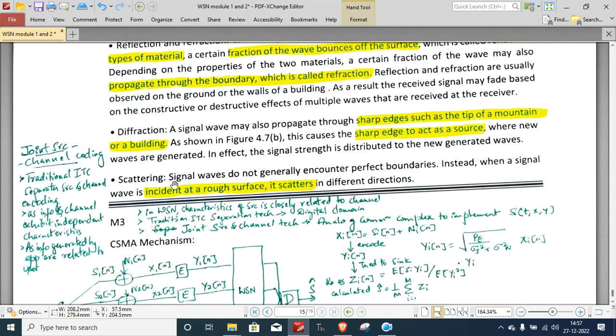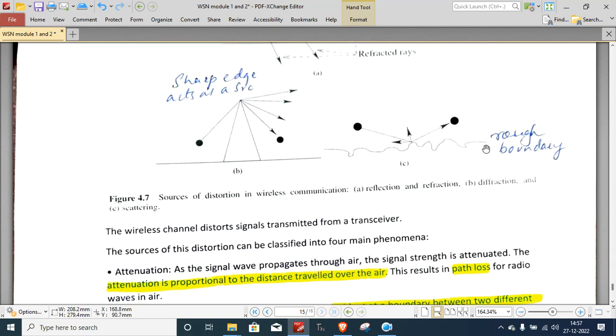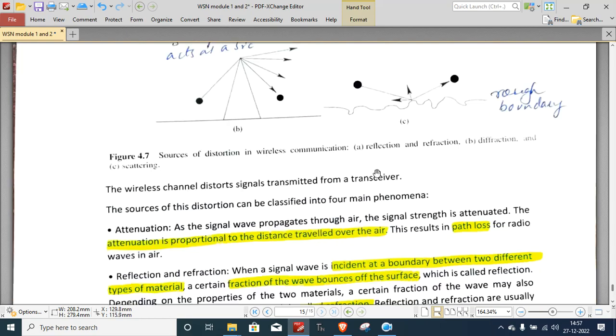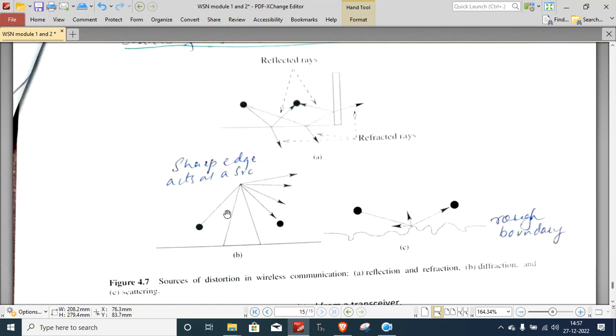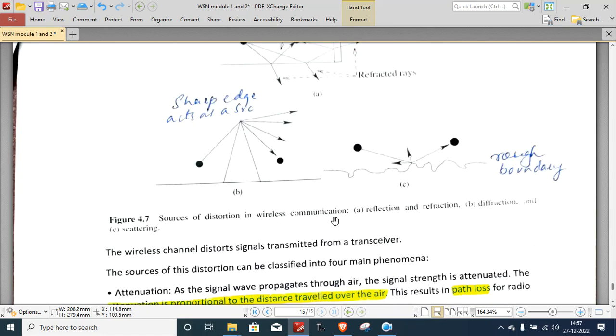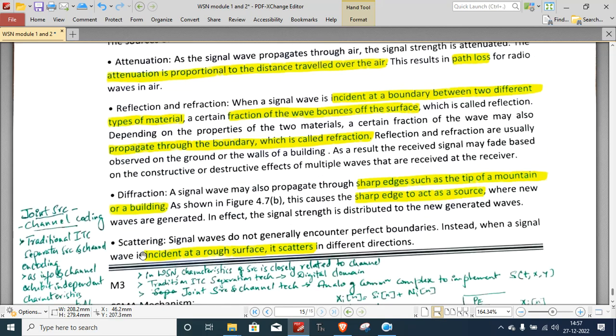And finally, we have scattering. Signals or waves do not generally encounter perfect boundaries. Instead, when a signal wave is incident at a rough surface, it scatters in all directions. So that scattering is denoted over here. When the signal lands on a very rough boundary, it scatters in all other directions. So this is about the sources of distortion in wireless communication: attenuation, reflection, refraction, diffraction, and scattering.